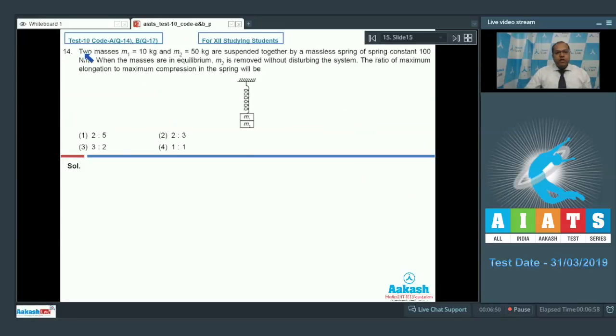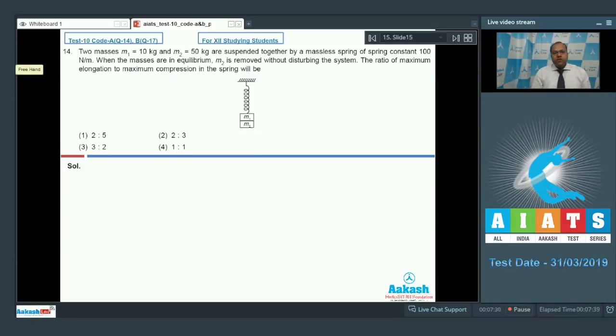In question number 14, two masses 10 kg and 50 kg are suspended together by a massless spring of spring constant 100 Newton per meter. When the masses are in equilibrium, M2 is removed without disturbing the system. So M2 is 50 kg. The ratio of maximum elongation to maximum compression in the spring will be.